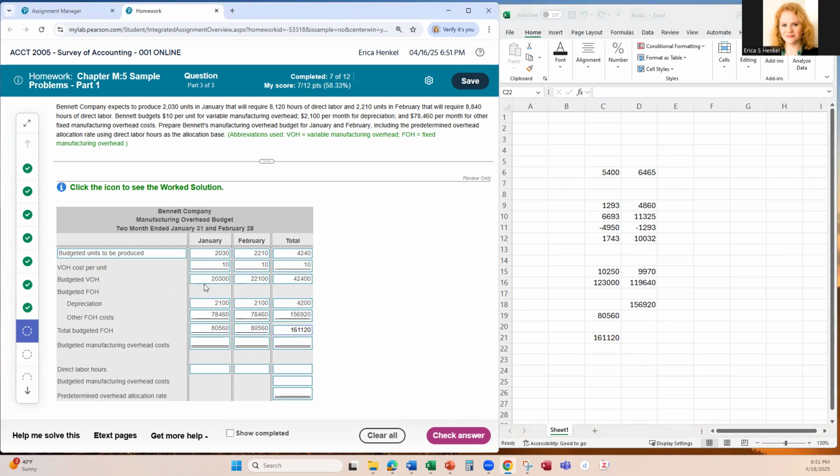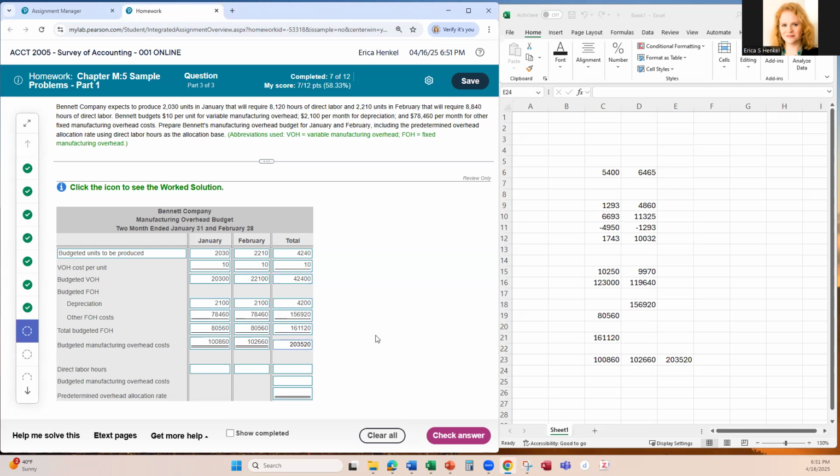And then in total, we add the budgeted variable to the budgeted fixed to get the total overhead. 20,300 plus the 80,560. So per month, for the first month, 100,860. We do have to do these separately because they had different variable amounts. So 22,100 plus the 80,560 in month 2 gets us 102,660. And then when we add those together, I can see here it's summing this because I highlighted it, 203,520. Adding those together.